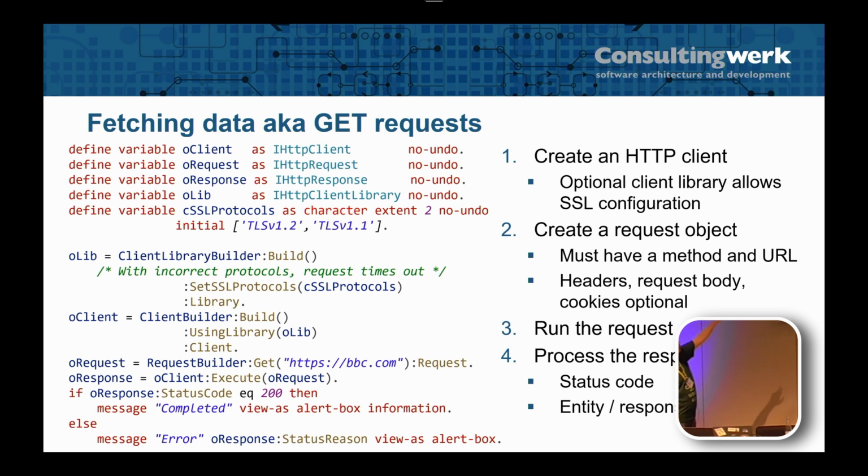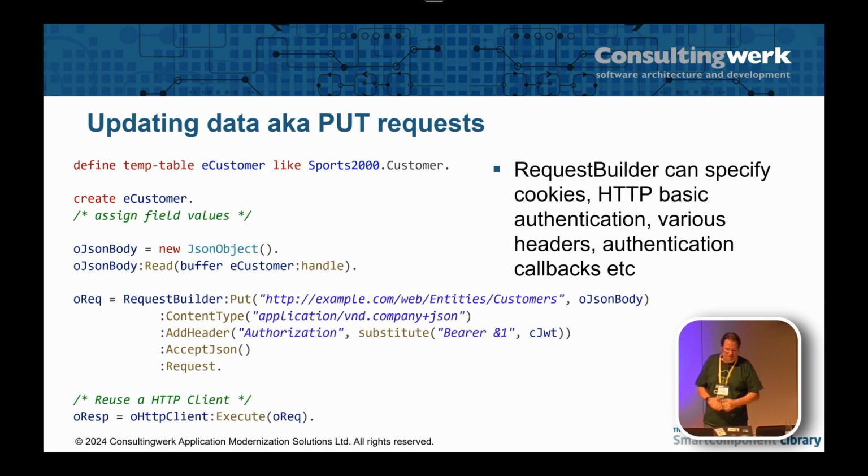You start with creating a client library builder, then the client library builder has a method to build a client. Then you make a request using a request builder to the URL, maybe with additional data, and then you execute the request and you get a response. When you need more parameters, etc., it can become a little bit more complicated.